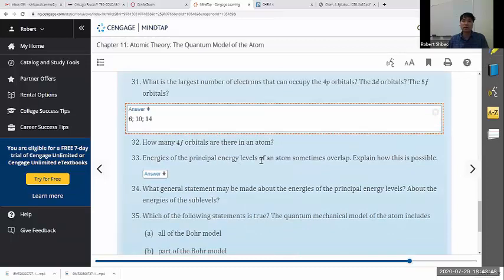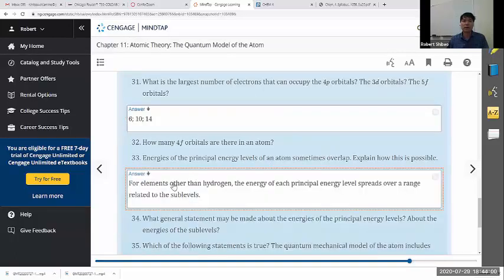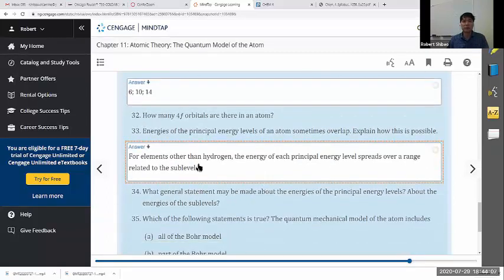Energies of the principal energy levels of an atom sometimes overlap. Explain how this is possible. I don't know what they're talking about. For elements other than hydrogen, the energy of each principal energy level spreads over a range related to the sublevels. I don't really get that.